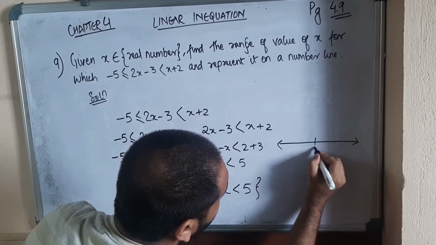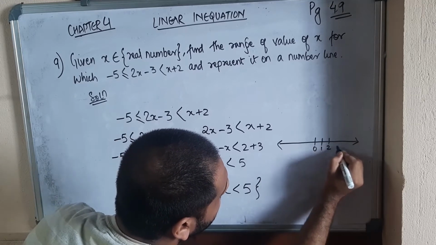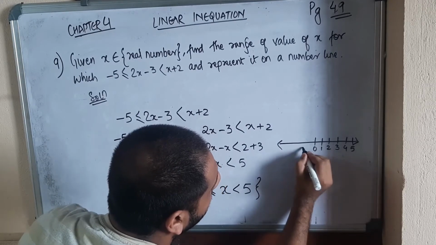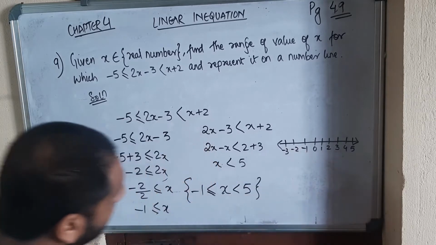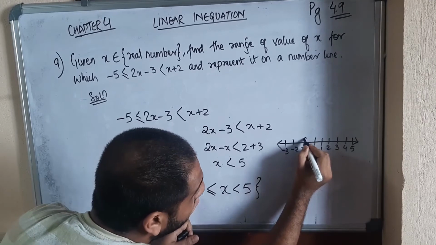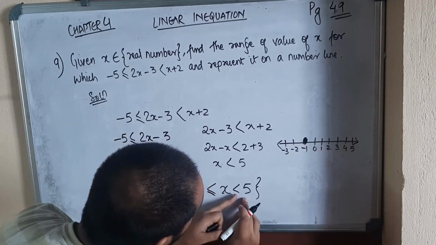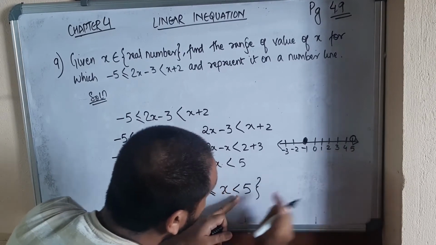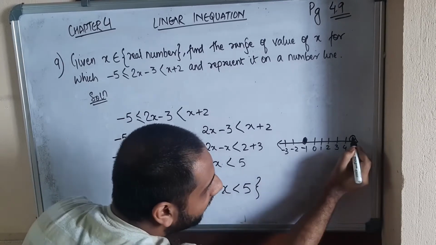You write 0 in between, you've got plus here and minus here, plus 1, 2, 3, 4, 5, minus 1, minus 2, minus 3. See the range. X is greater than or equal to minus 1. So I'll make a circle here, make it dark, and it goes up to 5. I'll make another circle here, but I'll not darken this because this is not equal to 5. Had there been an equal to sign here, I would have darkened this as well.